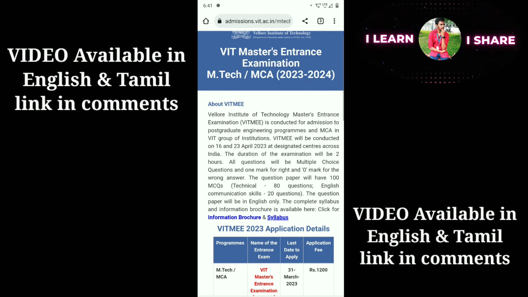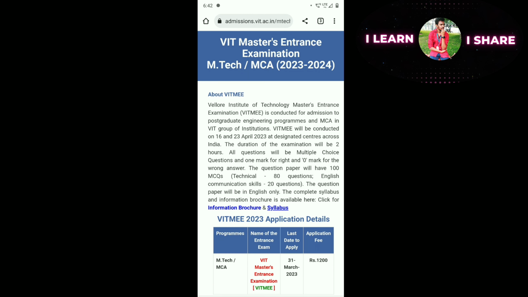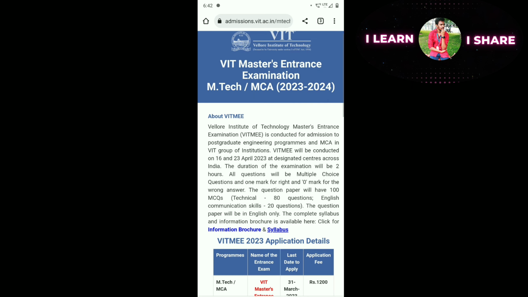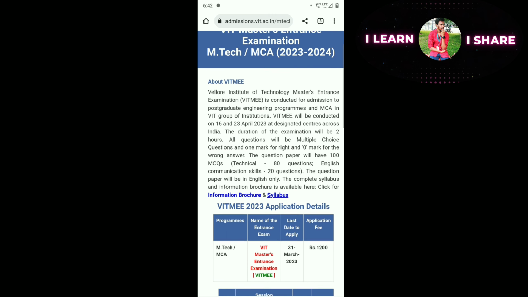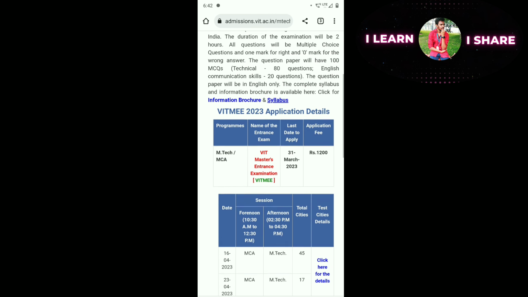First of all, let me introduce myself. My name is Gunashekaran and I got an All India rank of around 273 in the MCA entrance exam and was selected for the MCA program. I am from the VIT 2020 batch, and for now they are conducting the exam for 2023 and 2024. The application last date is 31st March 2023, and the application fee is 1200.